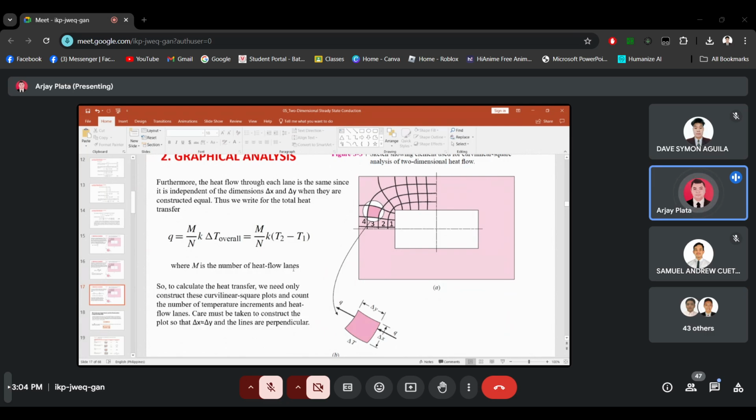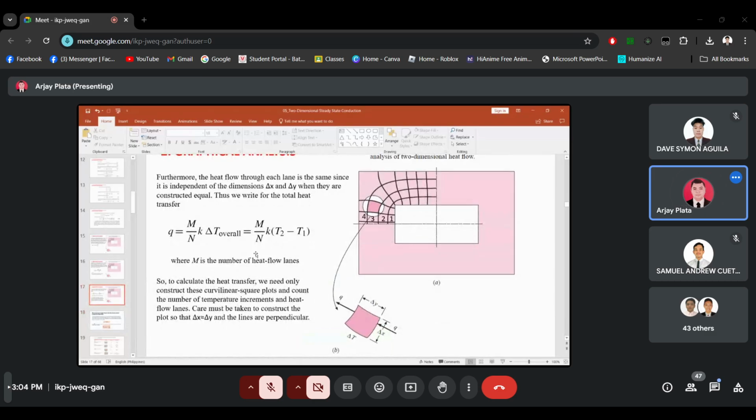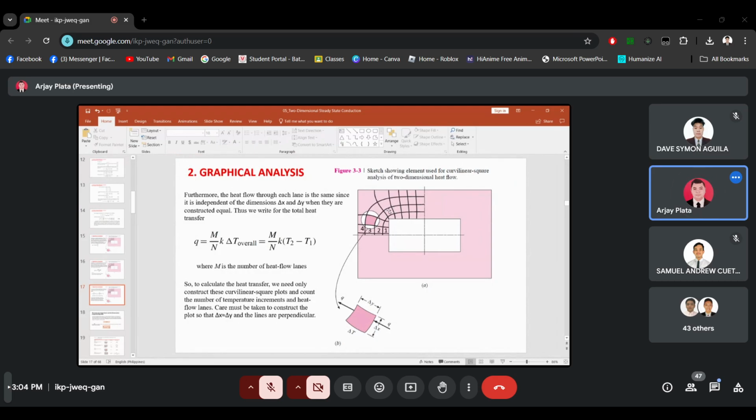So to calculate the rate of heat transfer, we have Q equals M over N times K times delta T, which is 8 over 4 times K times delta T. So that's how you calculate for the graphical method. But we will not use this method because it is not accurate. I just provide you some examples for your reference only, to view what graphical analysis is.